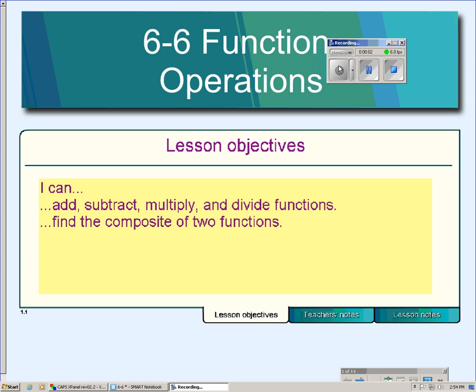This is lesson 6.6, part 2. We're continuing to add, subtract, multiply, and divide functions, mainly just the division of functions, and then we will find the composite of two functions.